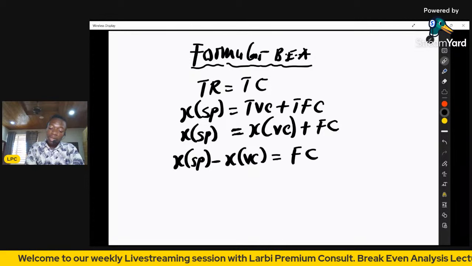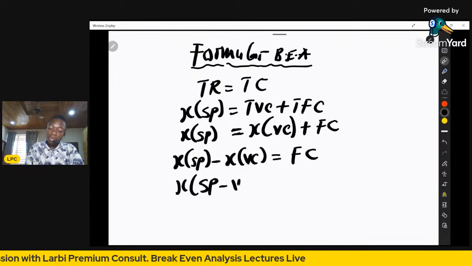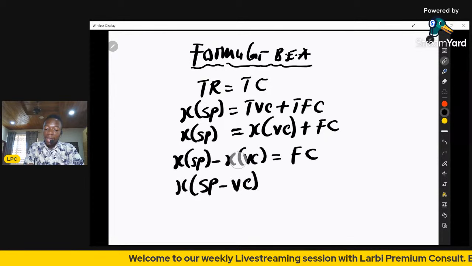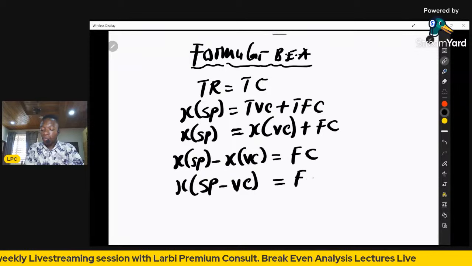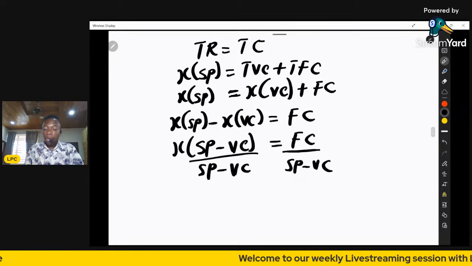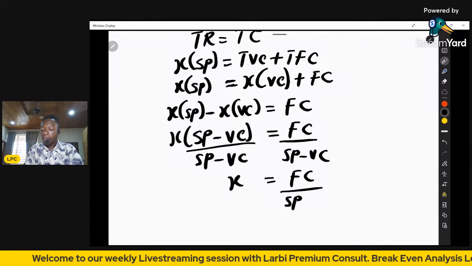So when I factor out X, this is what I'm getting. I have X(SP minus VP), because I want to put the SP and VP in brackets. So if you want to expand, when you expand X by SP, we get XSP here. When you expand X by VP, you get minus XVP, being the variable cost per unit, and that should be equal to our fixed cost. Now I want to make X the subject, so I will divide both sides by SP minus VP. And what are we getting? We have X equal to our fixed cost divided by SP minus VP.